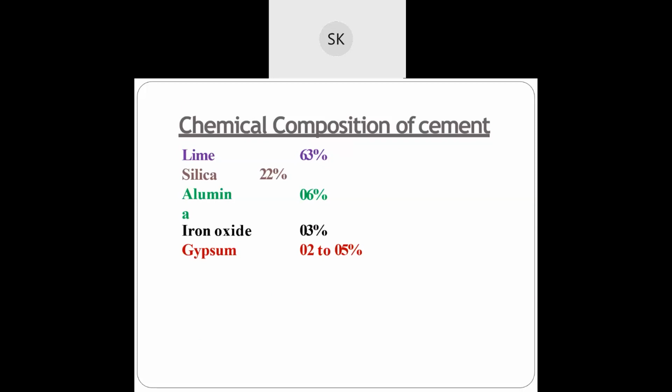Now this is the chemical composition of cement. Lime is 63%, silica 22%, alumina 6%, iron oxide 3%, and gypsum is 2 to 5%. Remember these percentages.